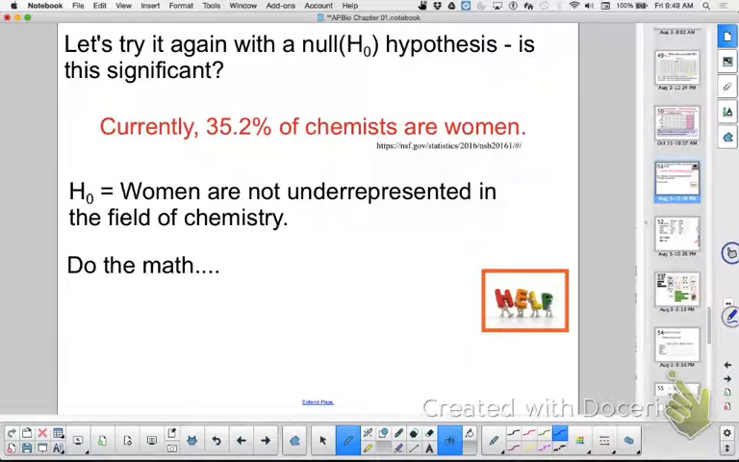Think about it. I'm saying women are not underrepresented. So what would I expect if they're not underrepresented? 50-50. Can you work it off that? Okay. So would you have to solve for the guy side as well? What do you think? Yes.